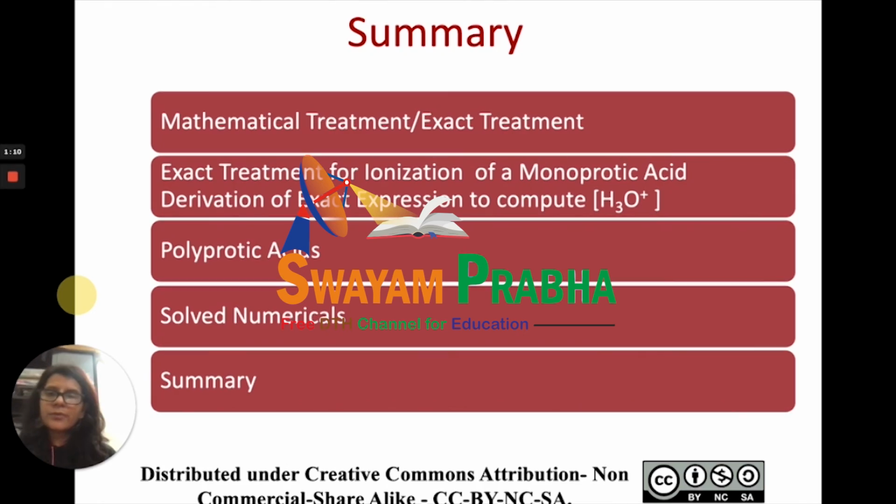So with this, today we are winding up our lecture. Just to summarize what we have done today, we have taken a look at how mathematical treatment is done. How do we apply it to monoprotic acids? We have solved it for strong acid as well as for weak acid. We have applied it to polyprotic acid. In our case, we have taken the example of H2S and H3PO4 and seen how an exact treatment can be applied to diprotic and triprotic. Then we have solved numericals based on weak acid, strong acid, diprotic and triprotic. So with this we wind up.